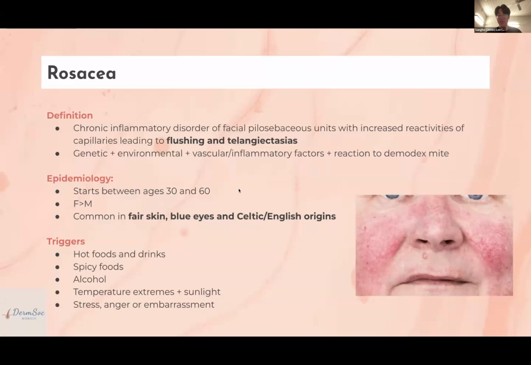All right, so that's all for acne. And then next up, rosacea. So these commonly present as flushing and telangiectasias on the mid-face of an older, fair-skinned Celtic English origin ladies, most commonly. A lot of lifestyle triggers: hot foods, spicy foods, alcohol, hot temperature, stress, anger, embarrassment, all those kinds of things can cause rosacea.